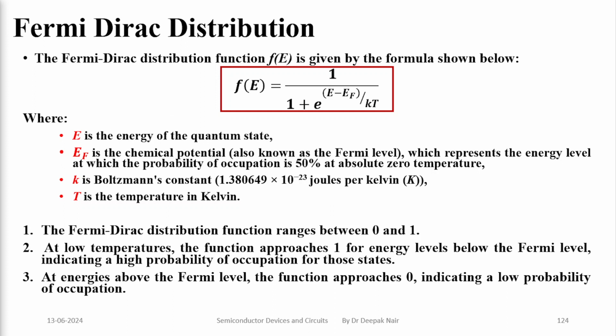Third point to remember is that at energies above Fermi level, the function approaches 0, indicating low probability of occupation. So that means at low temperature, the function reaches 1, and at high temperature, the function tends to 0. So let us try to clear what this statement actually means.